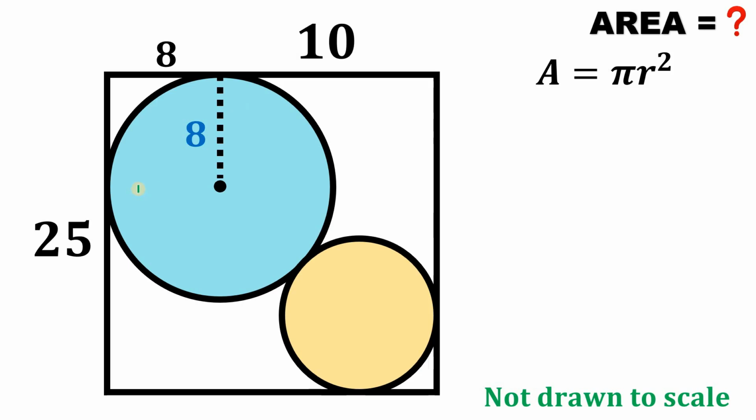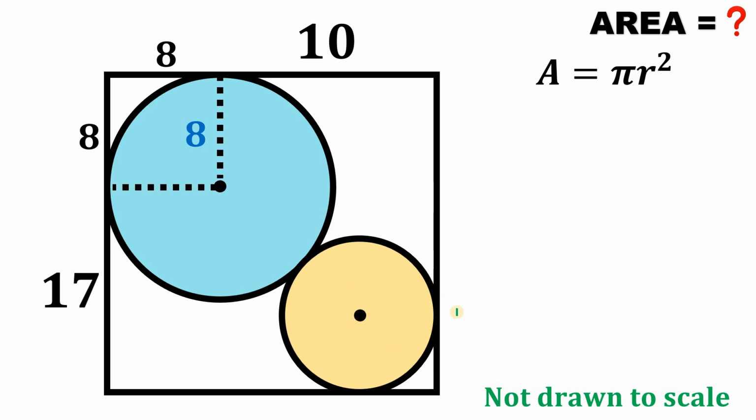Now let's draw this radius again in a different direction. We know this is 8 units, and this part is also 8 units because we have a small square here. Now the total length is 25 units. This part is 8 units, so the remaining part is 25 minus 8, or 17 units. At this point, we are ready to find the area of this yellow circle.